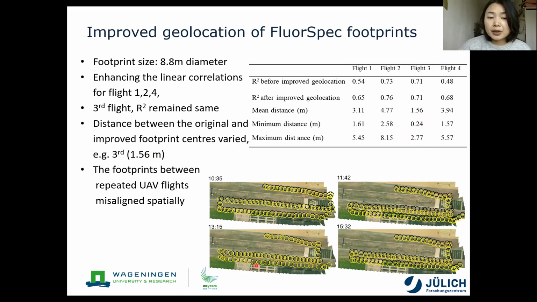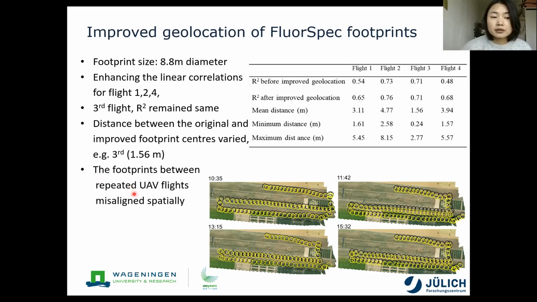So if we look at this figure, we can see the footprints before and after the geolocation almost overlapped. Sorry, I forgot to say that the black circles are the footprint locations and size before the improved geolocation, and the yellow circles are the footprints after the improved geolocation.